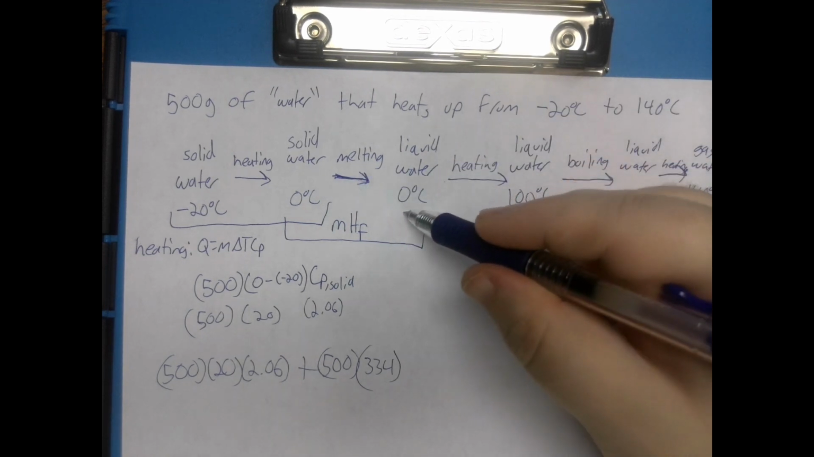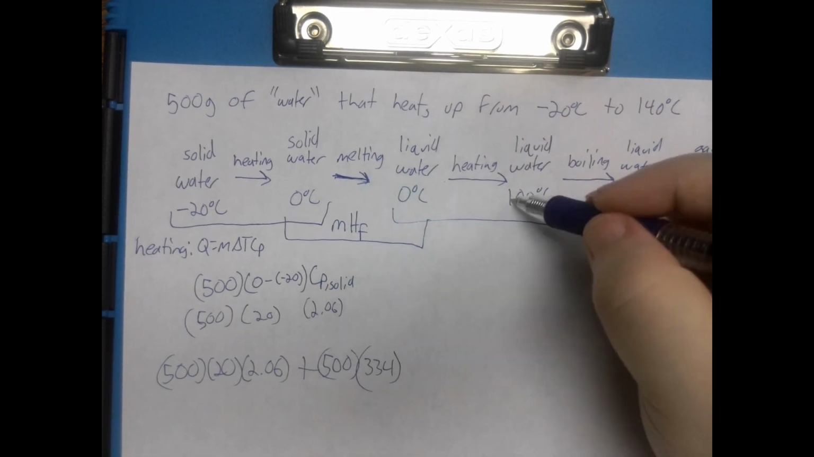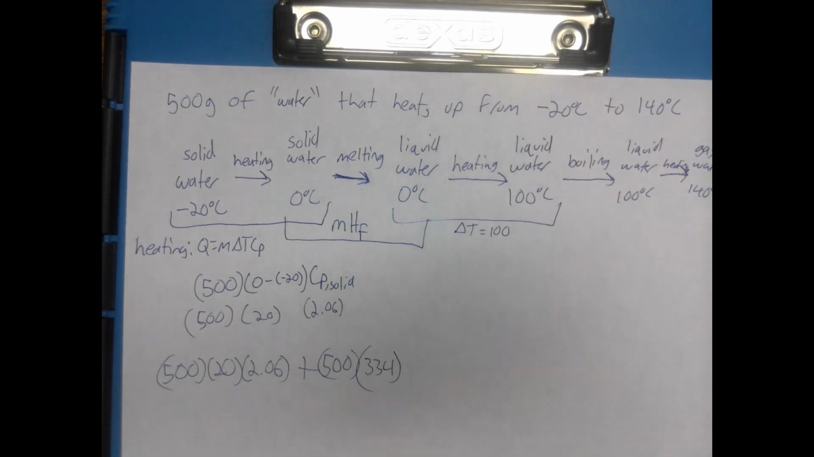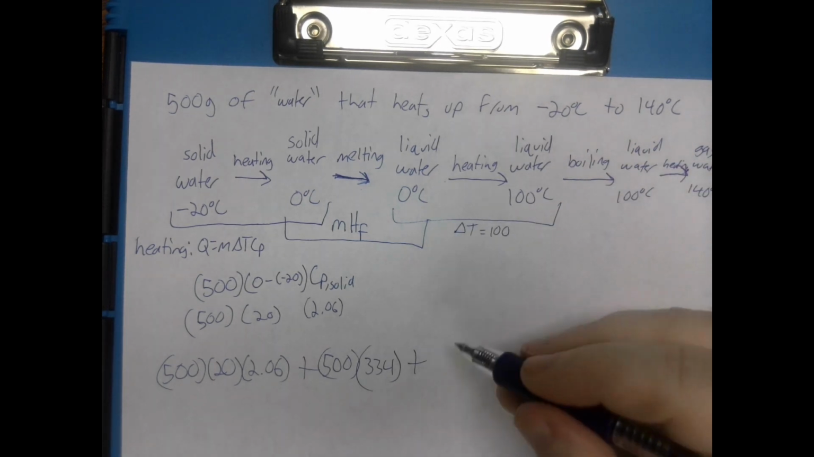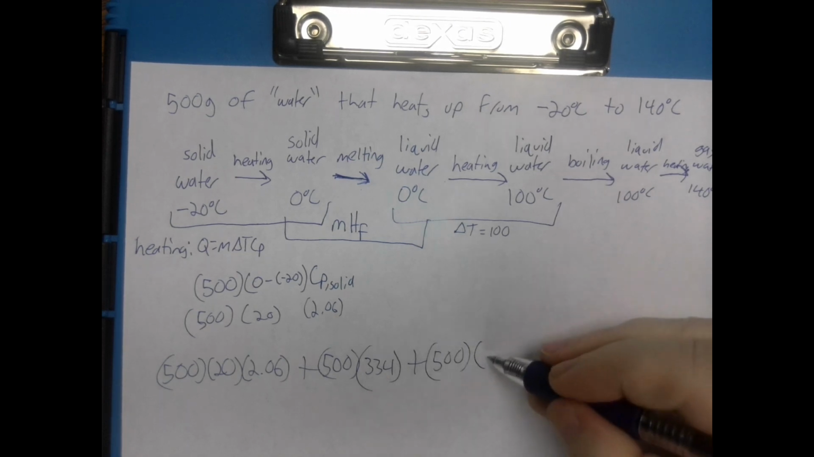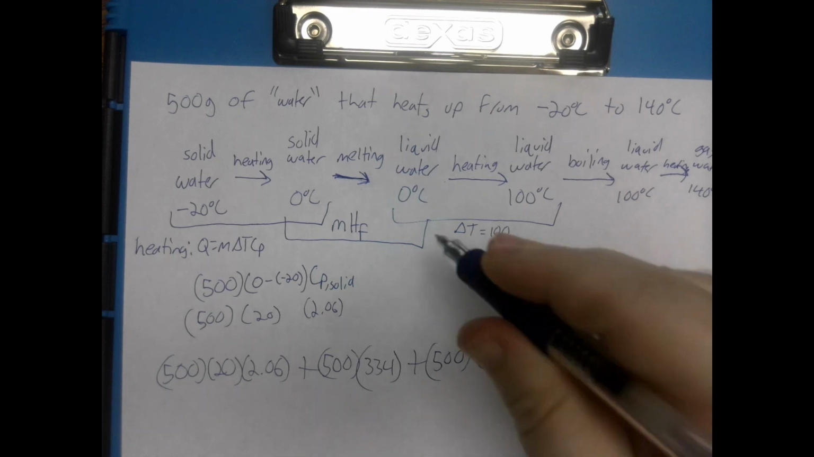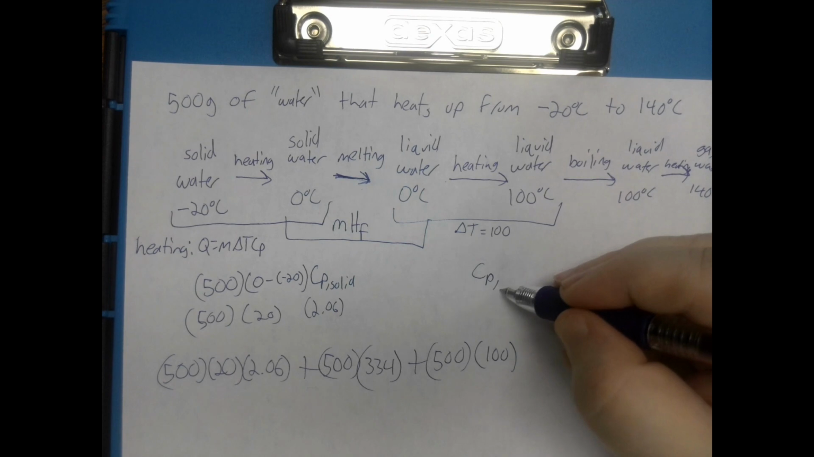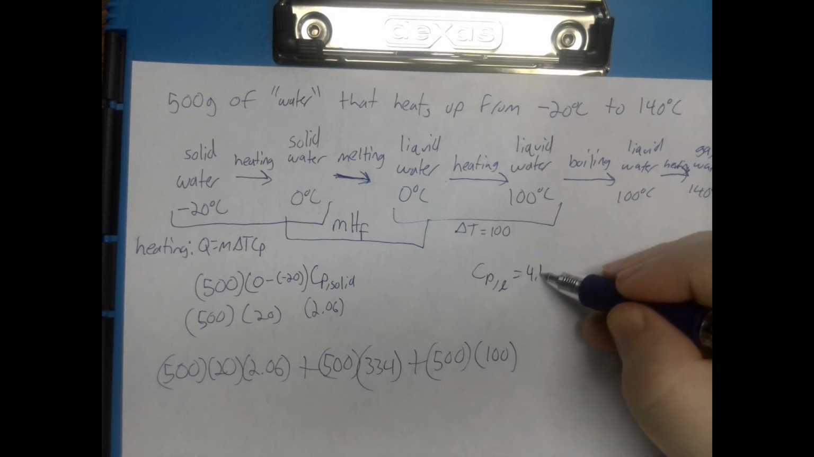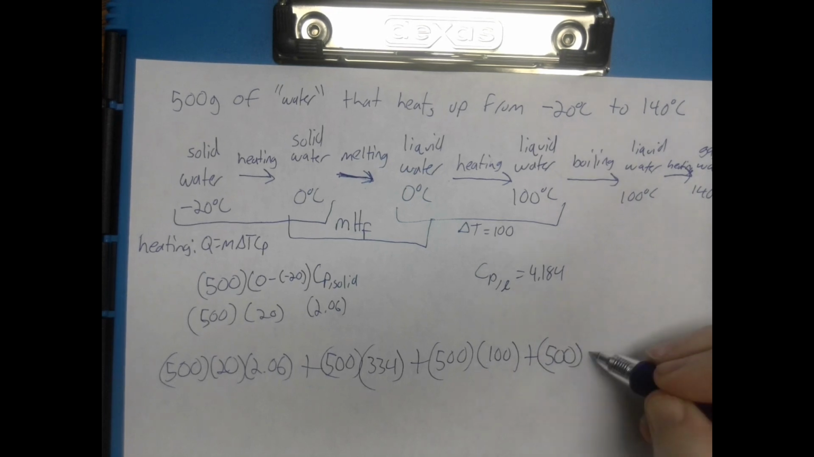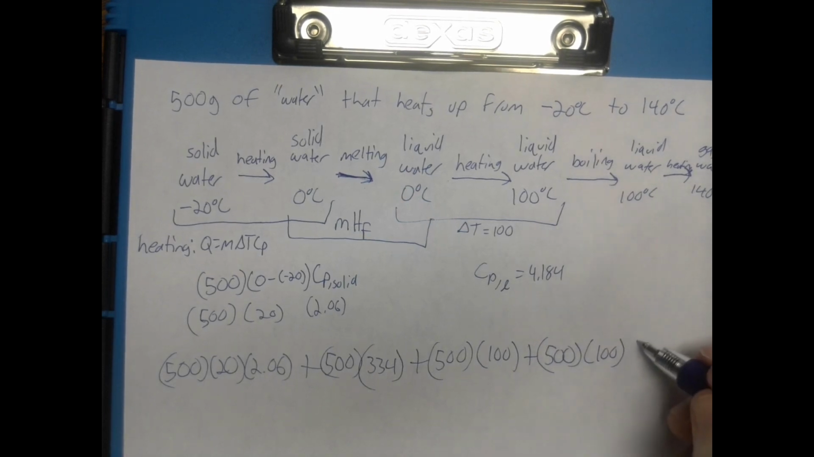Then we have another heating. So we're going from 0 to 100. Delta T is 100. So the mass times delta T, we're adding 100 to go from 0 to 100. And then we use the Cp for liquid, which is 4.184. So 500 times 100 times 4.184.